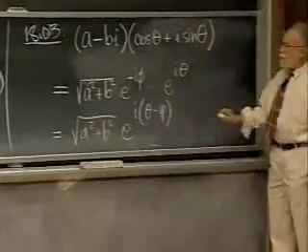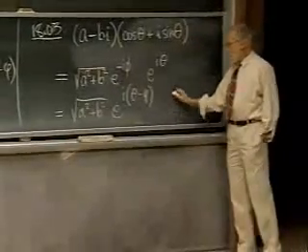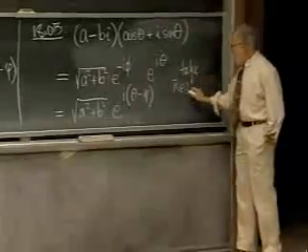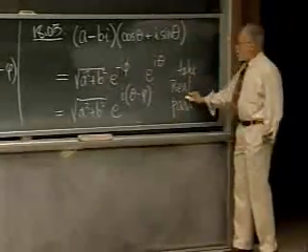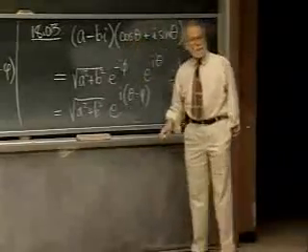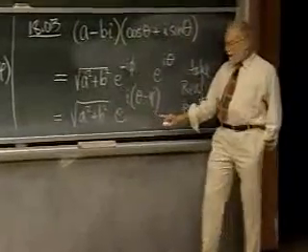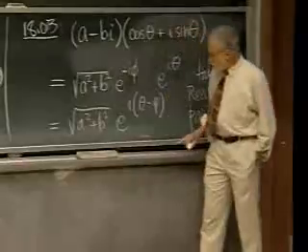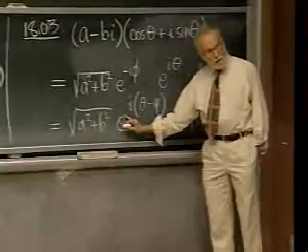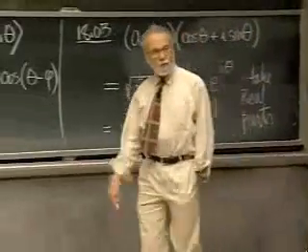And now, what do I want? The real part of this, and the real part of this. So let's just take the real parts of both sides. If I take the real part of the left-hand side, I get a cosine theta plus b sine theta. If I take the real part of this side, I get the square root of a squared plus b squared times the cosine, that's the real part, of theta minus phi, which is just what it's supposed to be.